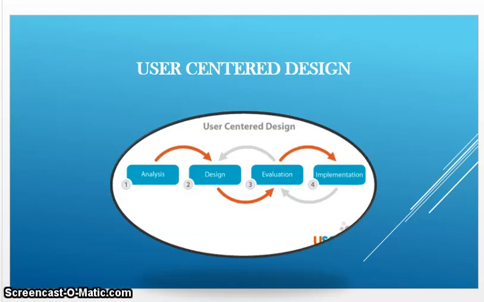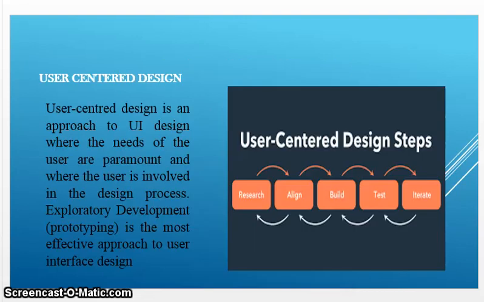The first phase is the analysis phase, where the system analyzes the user activities and produces the data and a proper design prototype, which should be evaluated by the end users. Then the implementation of the user interface takes place. User-centered design is an approach to user interface design where the needs of the users are paramount and where the user is involved in the design process. User-centered design is followed through 5 steps: research, align, build, test, and iterate.